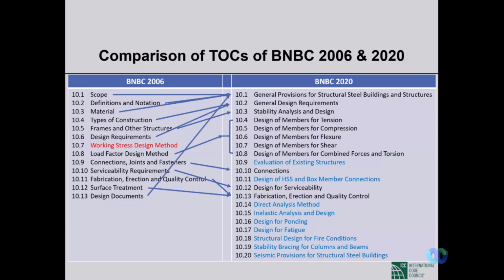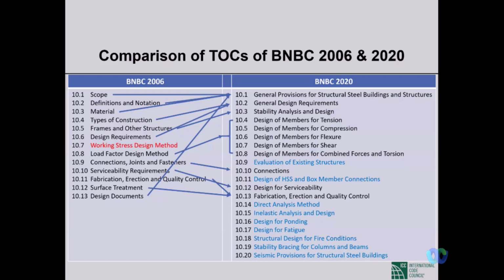Design documents and other relevant design drawings and documents, and the requirements of the design documents, are mentioned in the first section of BNBC 2020. So all the 13 sections of BNBC 2006, except one, the 7th section on working stress design method, all other sections have been included in BNBC 2020 in different sections.